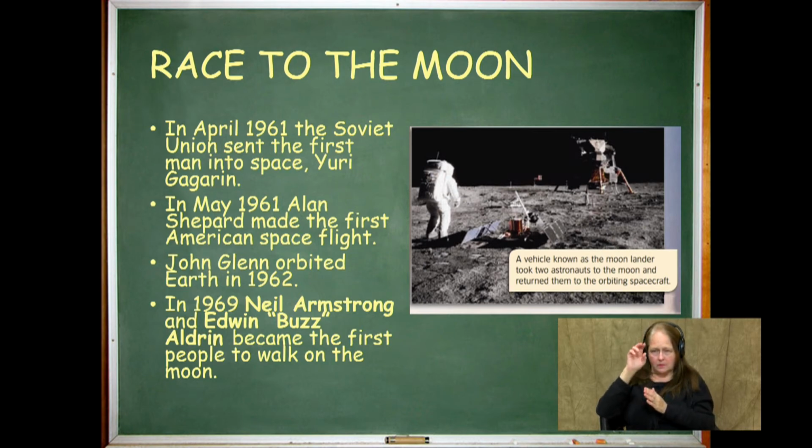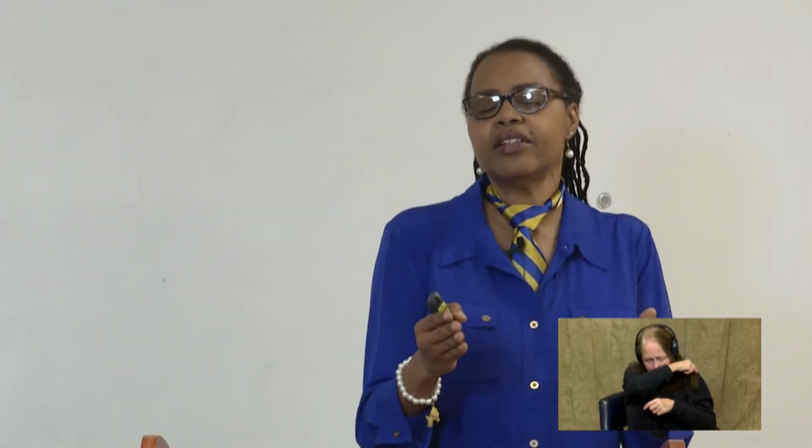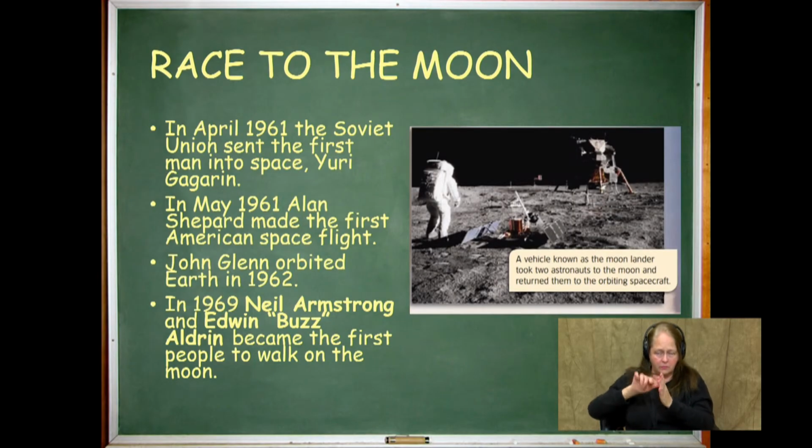Once the United States found that out, they were like, we've got to get on board. We've got to send somebody up there too. So there was this rivalry between the United States and Russia. In May of 1961, Alan Shepard made the first American space flight. He had not landed on the moon, he just made the flight. About a year later, John Glenn orbited the Earth. And about 7 or 8 years later, Neil Armstrong and Edwin Buzz Aldrin became the first people to actually walk on the moon.